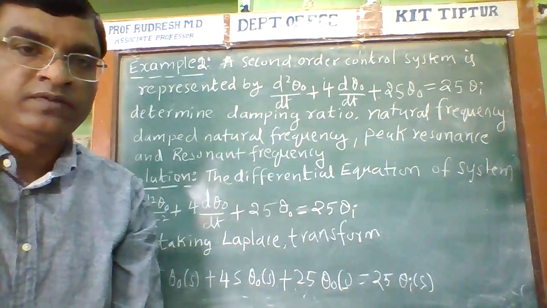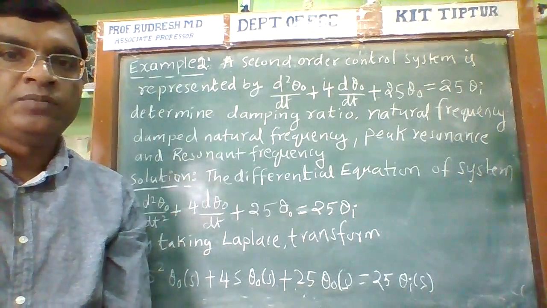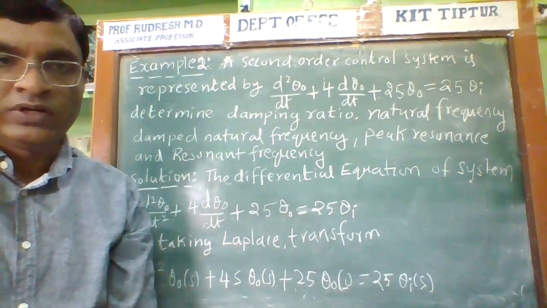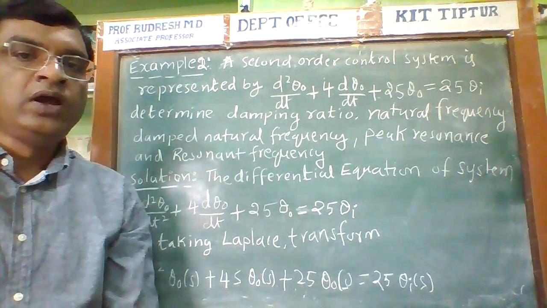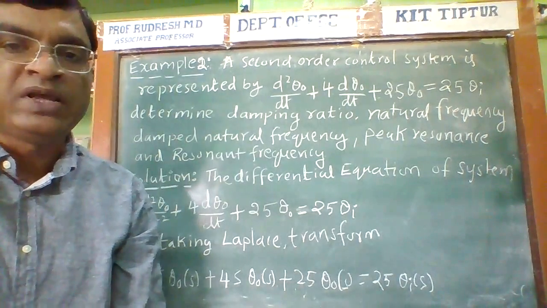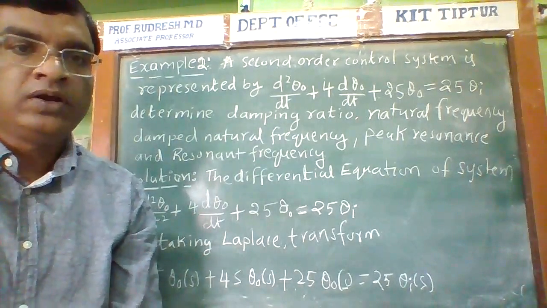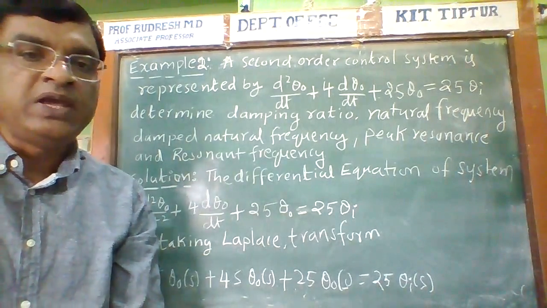In today's class, I'm going to consider another example. In this particular example, they give the differential equation governing the system and ask you to find the damping ratio zeta, natural frequency omega n, damped natural frequency, and peak resonance.